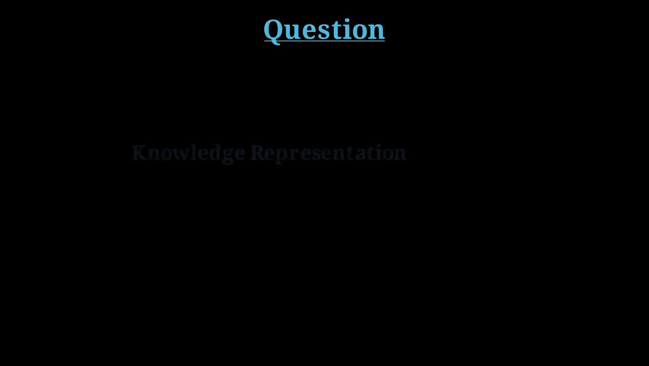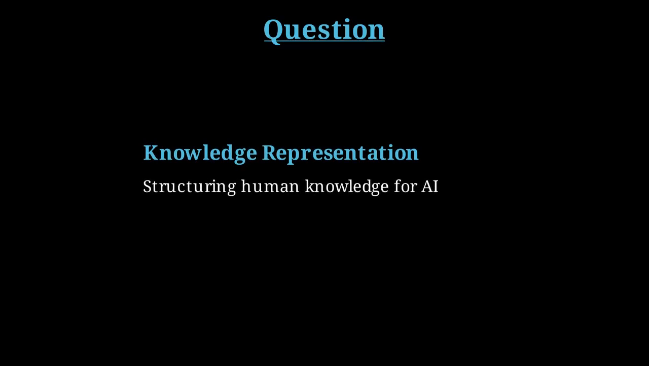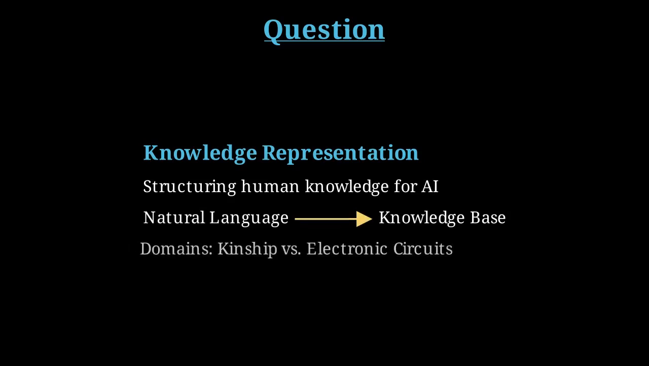Welcome to the core of symbolic AI, knowledge representation. How do we take the messy, ambiguous world of human knowledge, expressed in English, and structure it so an AI agent can actually understand and reason with it? Today, we will explore the process of translating English sentences into a formal knowledge base, or KB.